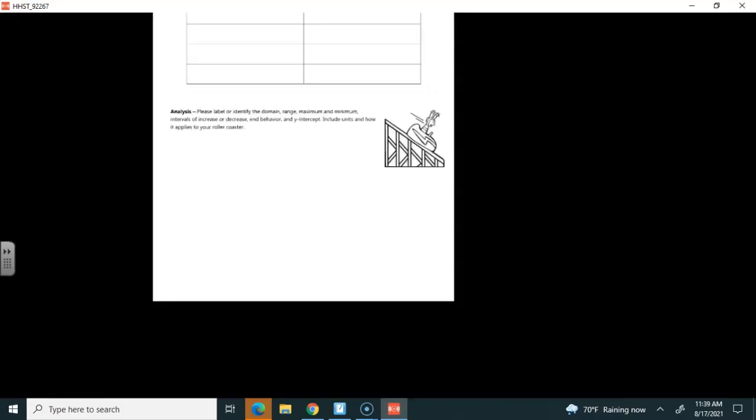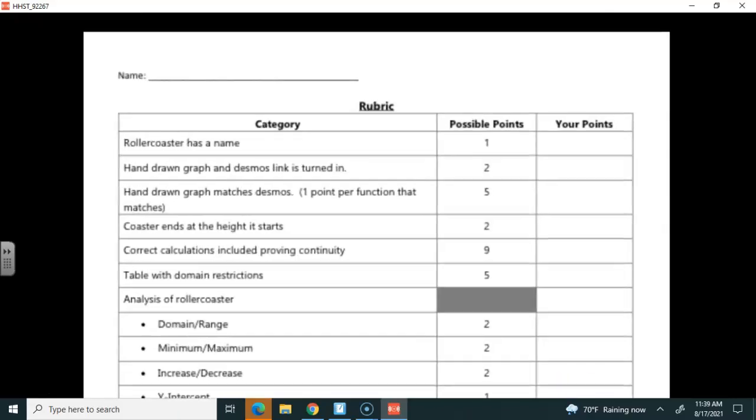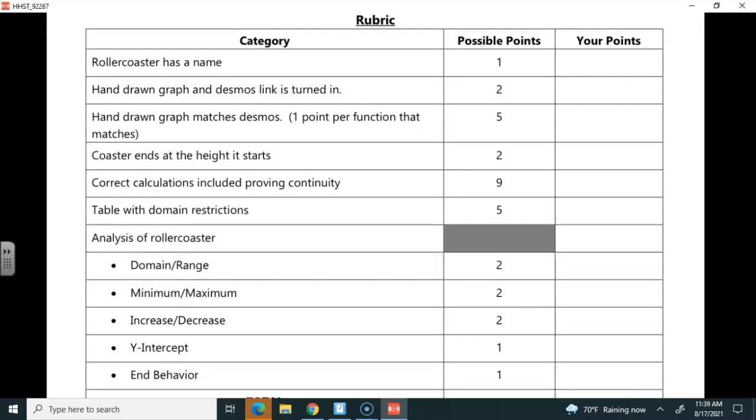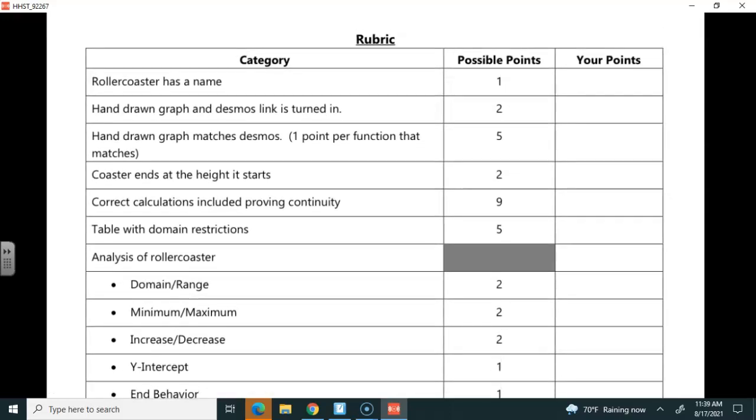Okay, then this is how you're going to be graded. If it has a name, you're going to get 1 point. And Missy's roller coaster is not a name, kind of like the Superman, the Batman. So make up a cute little name. The hand-drawn graph and the Desmos graph turned in are 2 points. Okay, hand-drawn graph matches Desmos. 1 point for each function that matches, so up to 5 points.